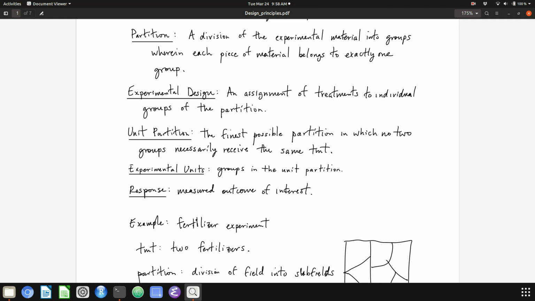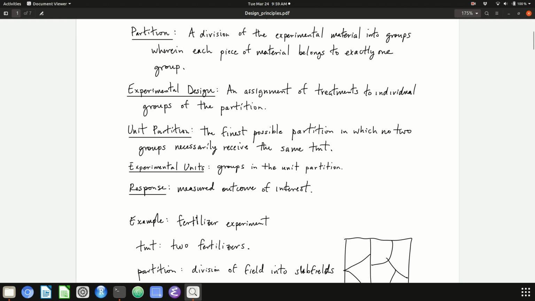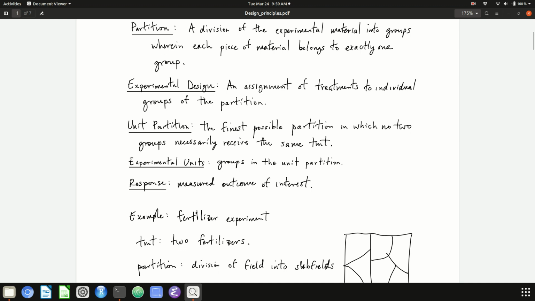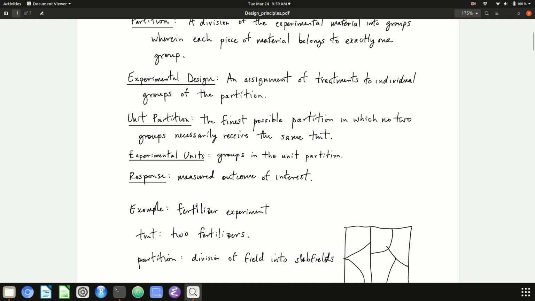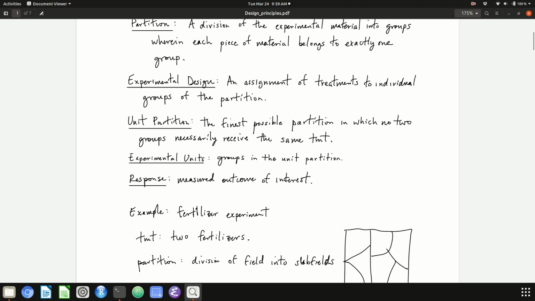Now there's a special kind of partition that's called the unit partition. This is the finest possible partition in which no two groups necessarily receive the same treatment. This is almost certainly going to be a new concept to you, so again, we're going to give some examples of this. The experimental units are just the groups in the unit partition, and the response, as we talked about before, is just the measured outcome of interest. All right, let's jump into a couple of examples here.